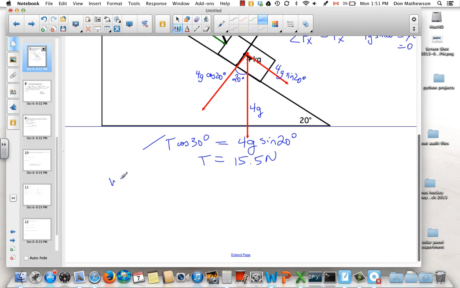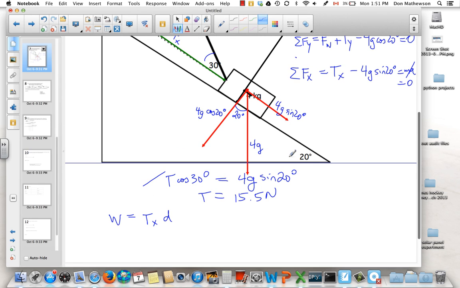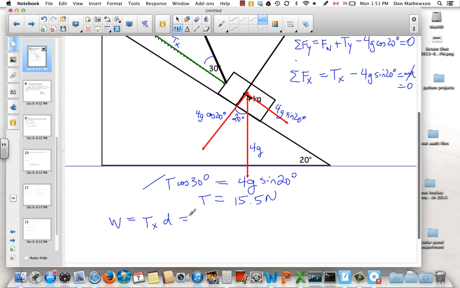Then for the work, well, work is only going to be done by the X component of tension. So it's the X component of tension, the T cos 30, that does work, and then you have to multiply that by the displacement, and the displacement was given as 6 meters. So this is 15.5 cos 30, the X component, times 6 meters. That works out to be 80.44 joules of work done.